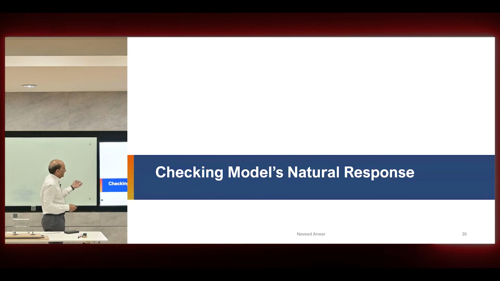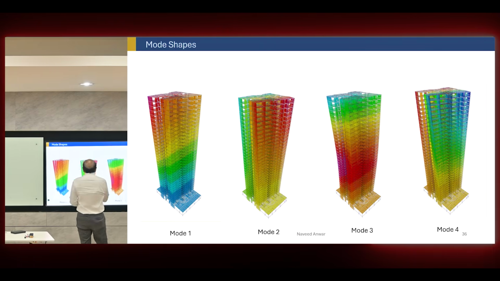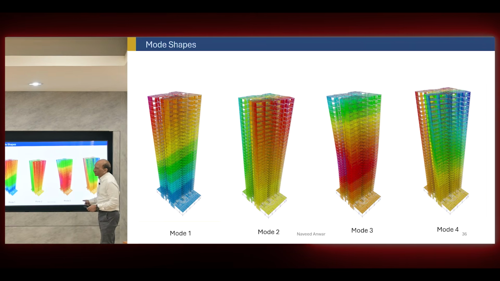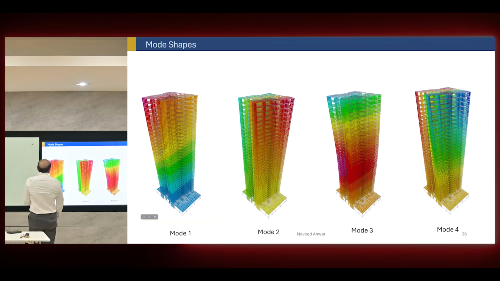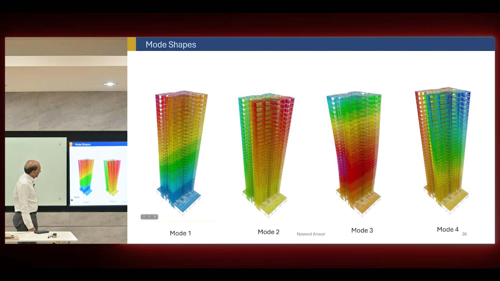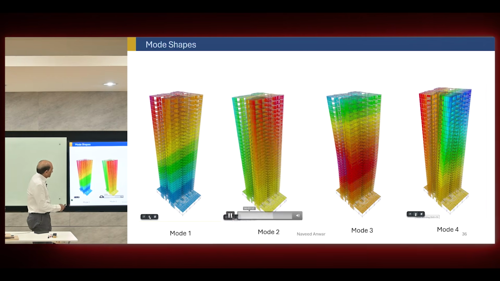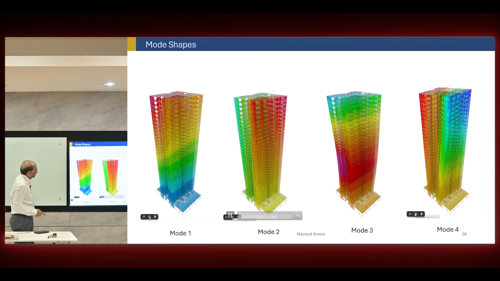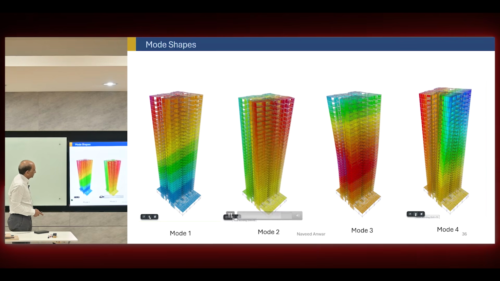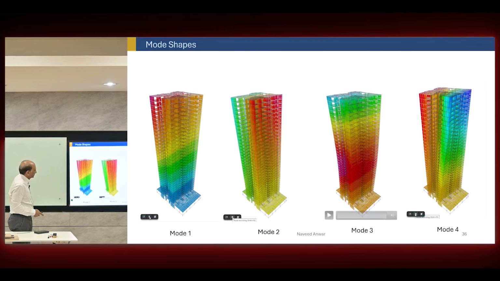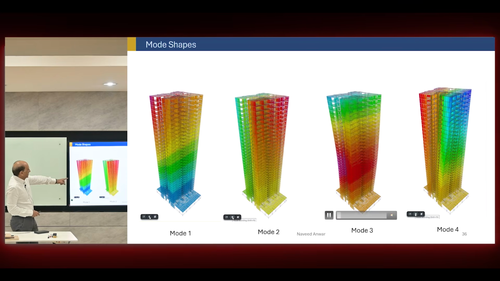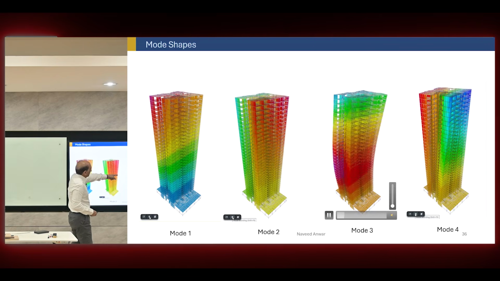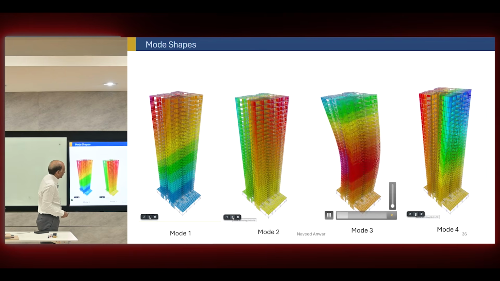Now look at this building here. This is mode 1, mode 2, mode 3, mode 4. Same building, we will look at 4 modes. Mode 1 is moving in that direction. Mode 2. Okay, so that's the second mode. Then click the third mode. Now you see this one. So first it moved like this one, now that one, and then the next one, fourth mode.